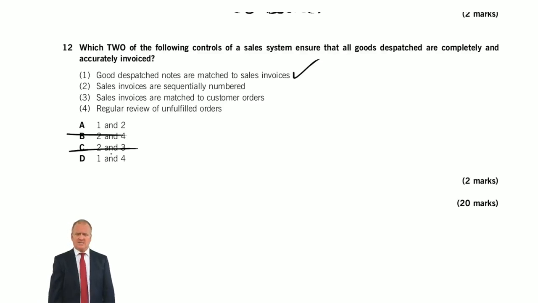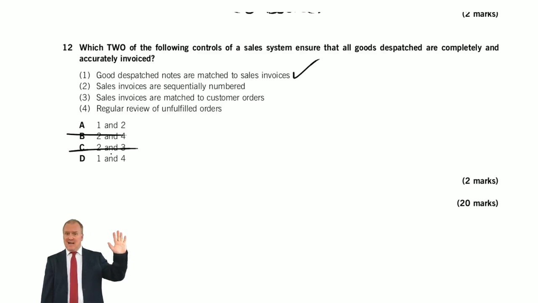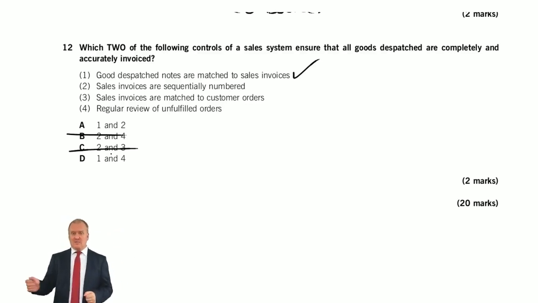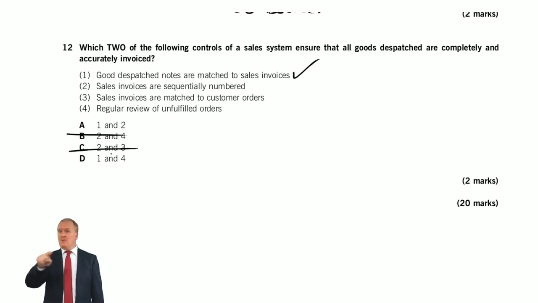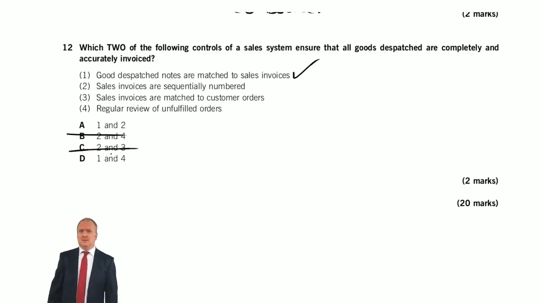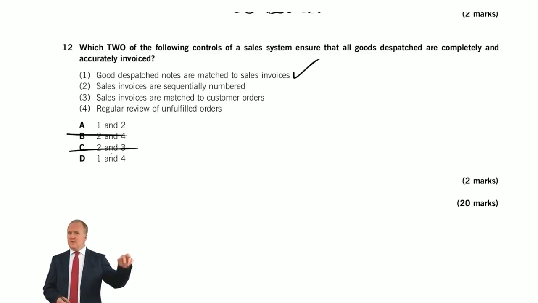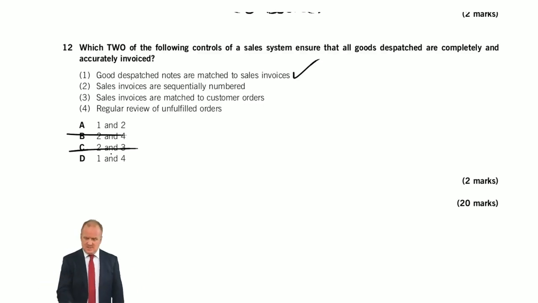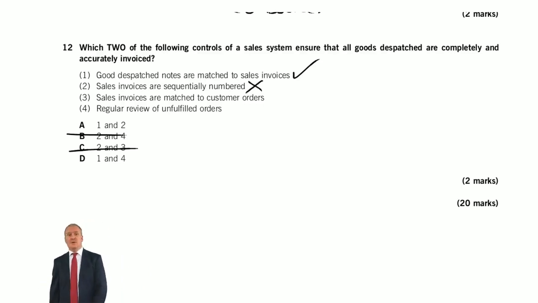Sales invoices are sequentially numbered. Well, that's good in that it means if you lose an invoice, you can see the gap in the numbering system. But if I've got 5 invoices numbered 1, 2, 3, 4, 5, that doesn't tell me that any of those things have been dispatched. We might have invoiced things that haven't been dispatched. And we might have dispatches where an invoice hasn't been created yet. So sequential numbering of invoices doesn't help make sure that you've invoiced for every dispatch. Number 2 does not achieve the objective we are trying to achieve.